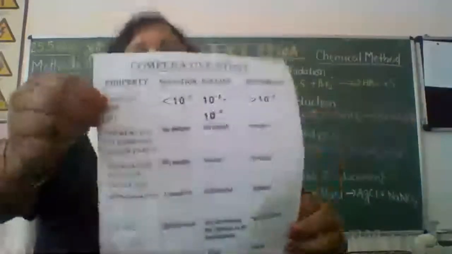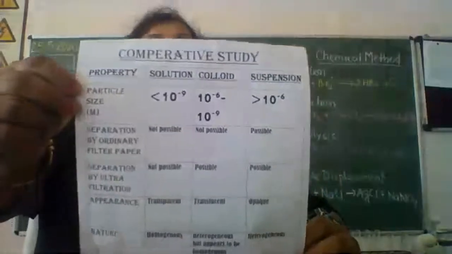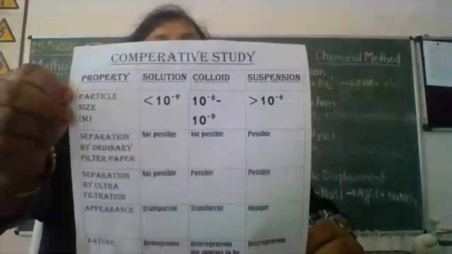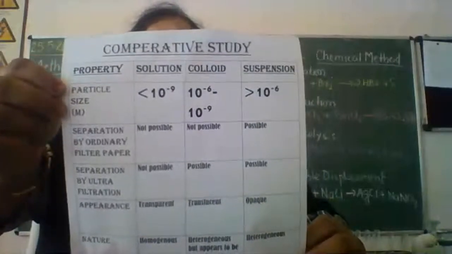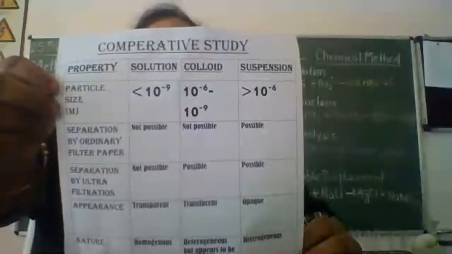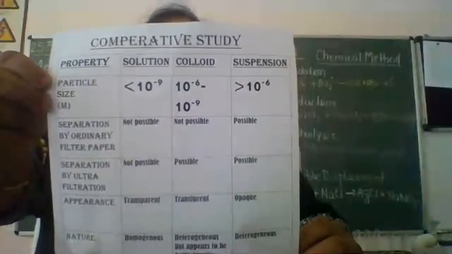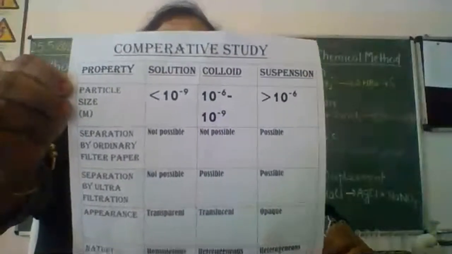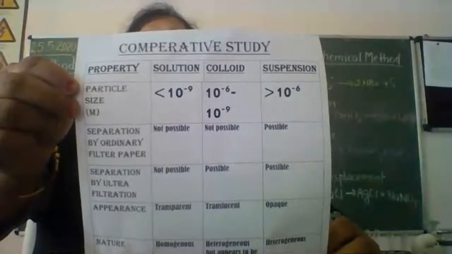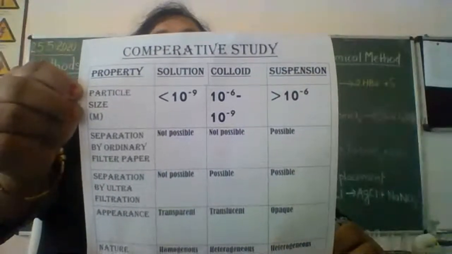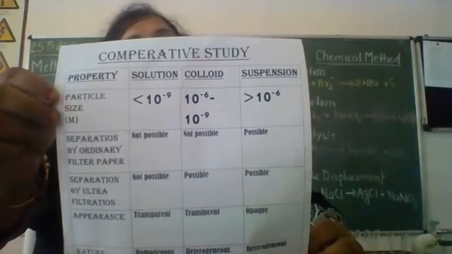And this is the comparative chart for the solution, colloid, and suspension. You can see the first parameter written here is the particle size. The size of the particles is given in meters. If the particle size is less than 10 to the power minus 9, it will be a solution.